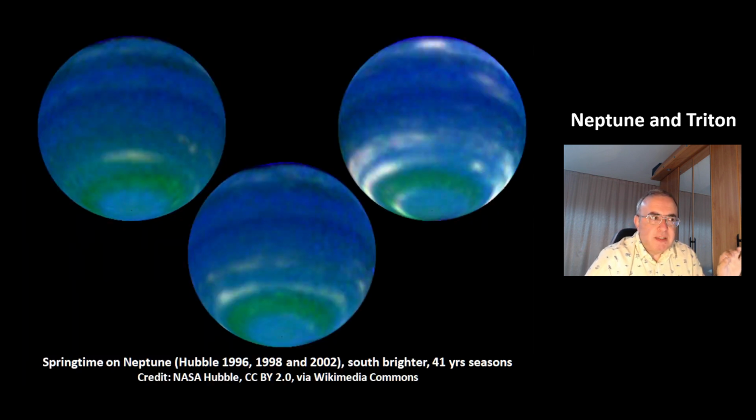These are pictures of the springtime of planet Neptune from Hubble in the years 1996, 1998 and 2002. And you can see the south is getting brighter. Each season on Neptune lasts 41 years.